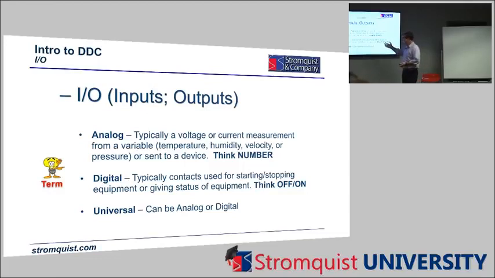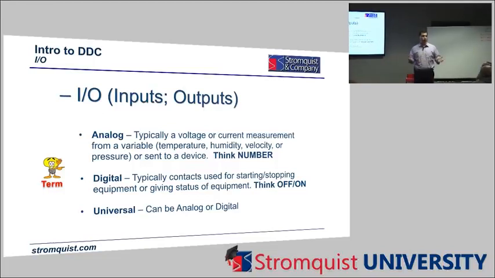Digital is basically contacts used for starting and stopping. So think off and on, occupied, unoccupied, open, closed, okay? And then universal, it's everybody's dream. I don't know why they don't all just make them all universal. It probably has something to do with money or something like that. Is that your I/O? Any questions on that? Comments?